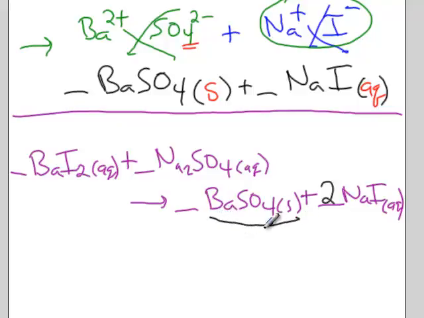The last thing to notice is we made a solid product, and the fancy term for the solid that's made from reacting 2 aqueous solutions together is a precipitate. So this is a double displacement reaction that makes a precipitate, and the precipitate is barium sulfate.